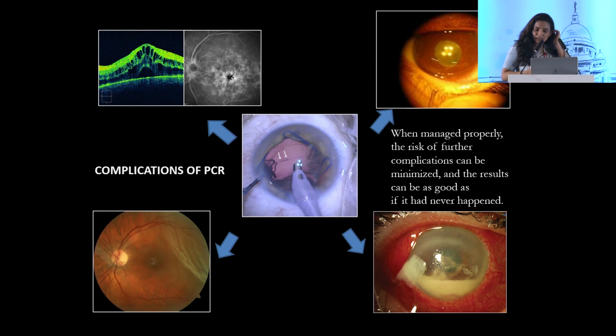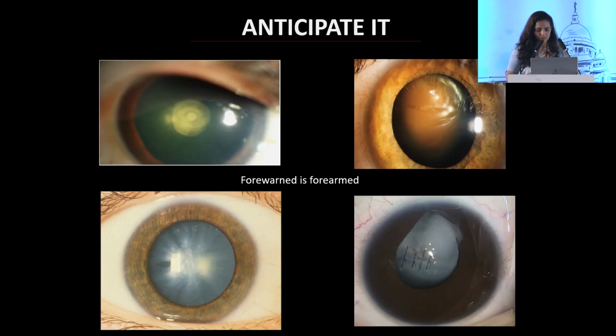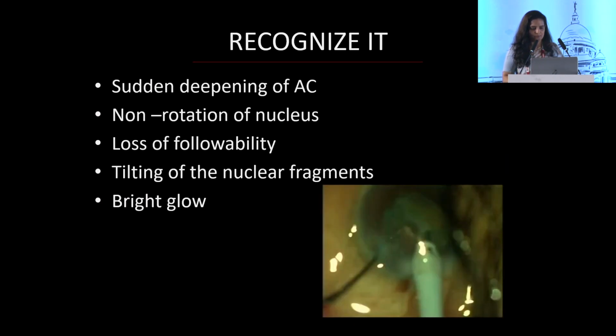Well, posterior capsular rupture is an unfortunate complication of cataract surgery and can have dire consequences. But if managed properly, the risk of complications can be minimized and the results can be as good as if it had never happened. The first thing is to anticipate a posterior capsular rupture in these type of cases: posterior polars, hard cataracts, post-traumatic cataracts, and you should be having a surgical strategy in your mind even before you start the case. Your staff should be briefed, your instrumentation should be ready, your vitrectomy machine, your cutter should all be in place so that you're not faced with a surprise when it happens.